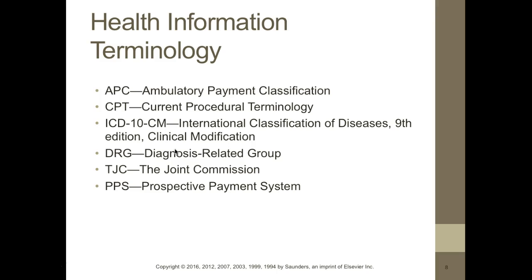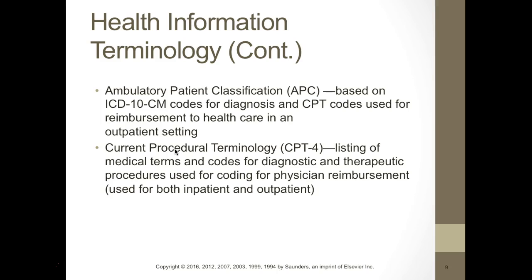So the APC, which is the ambulatory payment classification, the CPT, which is the current procedural terminology, ICD-10 CM, which is the International Classification of Diseases. The 9th edition, there's the 10th edition now, so this is a typo within the PowerPoint, so I apologize for that. The DRG, which is the Diagnosis Related Group. TJC is the Joint Commission, and PPS is the Prospective Payment System.